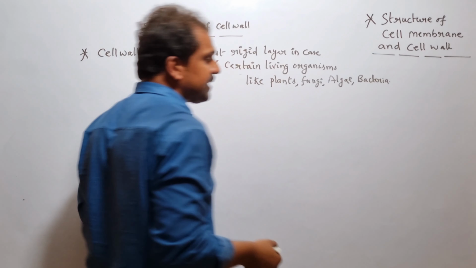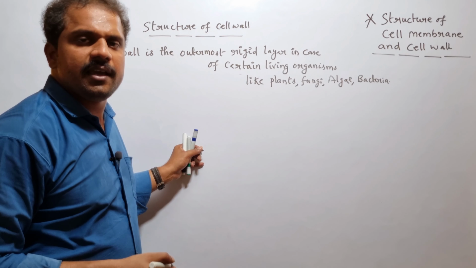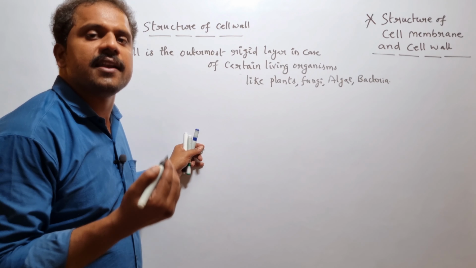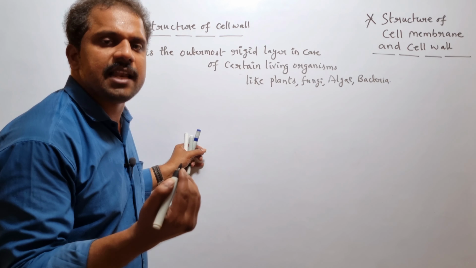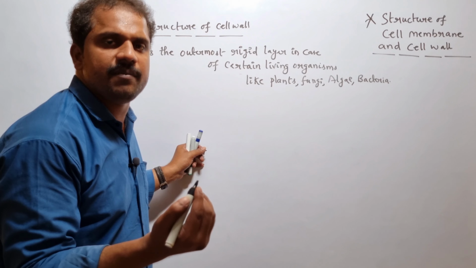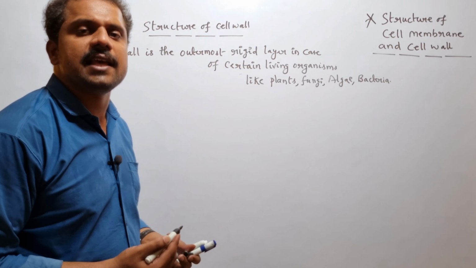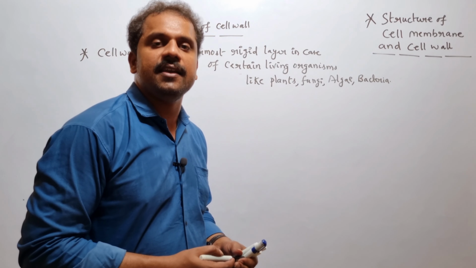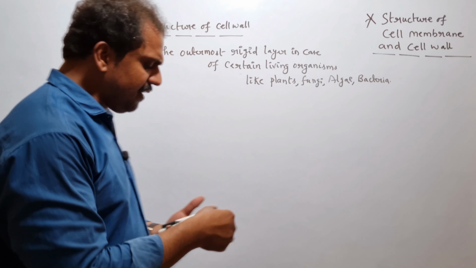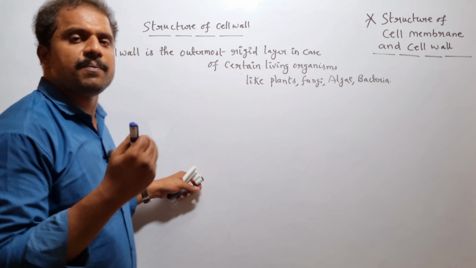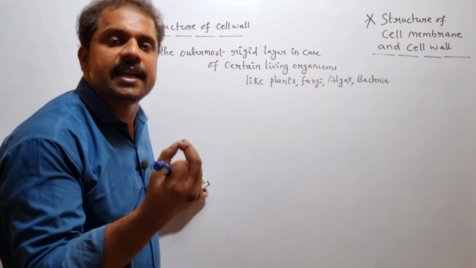Unlike the cell membrane or plasma membrane, the cell wall is not a living membrane, it is a non-living membrane. The cell membrane or plasma membrane is a living membrane, whereas the cell wall is a non-living rigid layer, most commonly present in the outermost peripheral region. The cell wall is most commonly responsible for providing a particular size and shape.